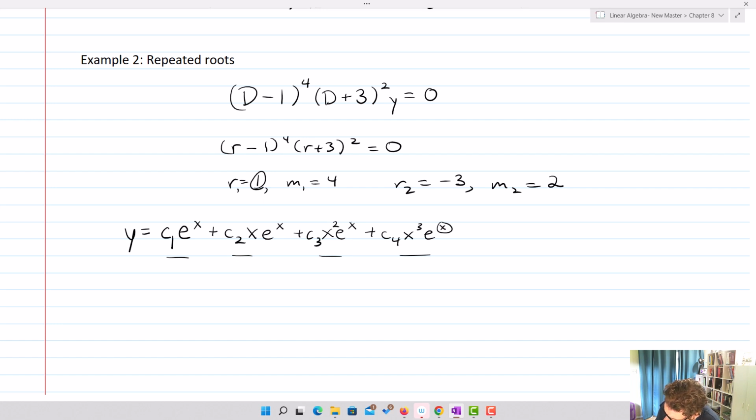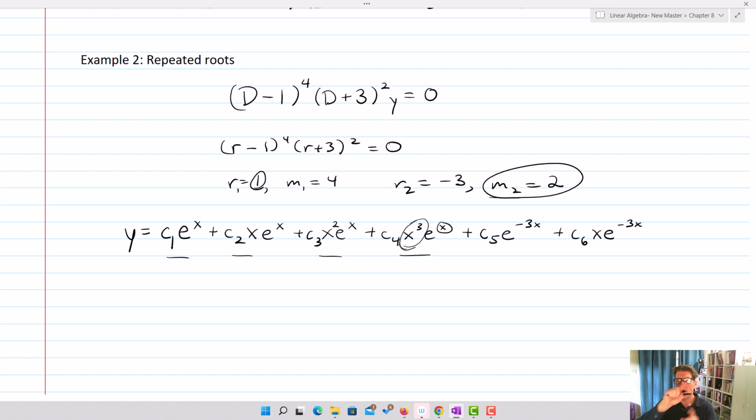Now I'm going to do the ones for the root negative 3. So this is going to be plus c5, and it'll just be e to the negative 3x. We don't add in a power of x because we've now changed roots. We've got a different root, so we can now just use the linearly independent solution. Plus now c6 x e to the negative 3x, because I need 2 repeated roots for negative 3.